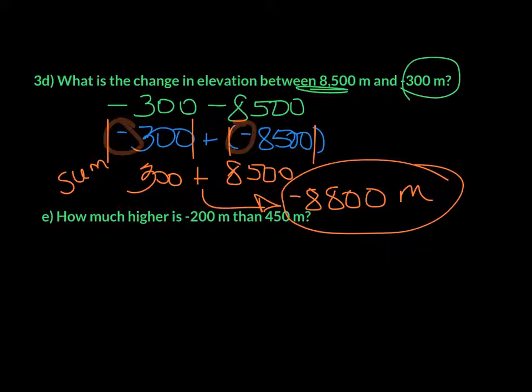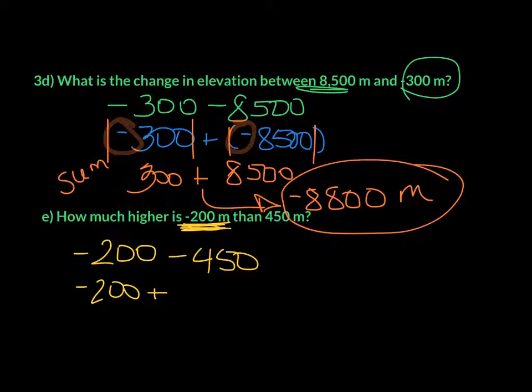And my last one, how much higher is negative 200 than 450? So is means that's where I'm ending. So negative 200. This one's going to look a little weird because we're starting and it's asking how much higher. So it looks really weird, but follow along here. How much higher is, so that's my ending, negative 200 minus 450. So I get to stay, change, change, cha-cha-cha.